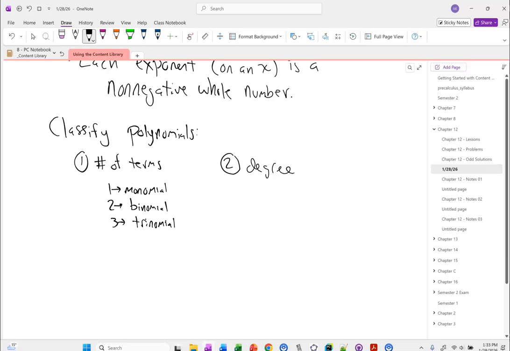And the second way to classify polynomials is by the degree. We'll talk about what degree is in a second.